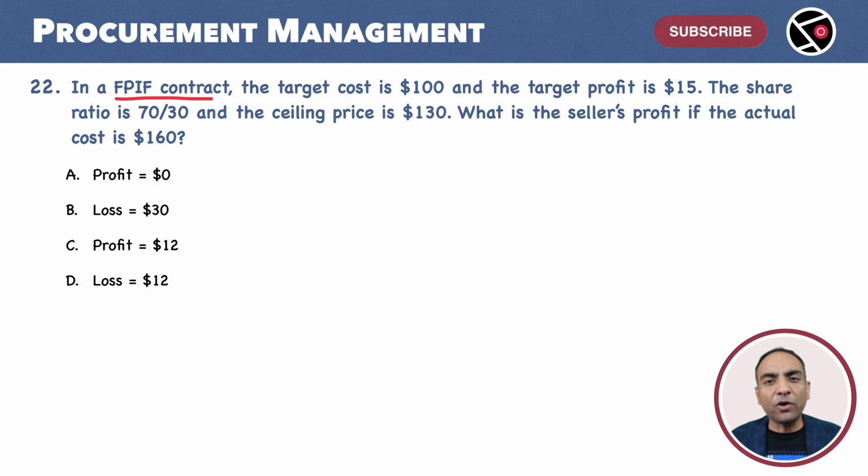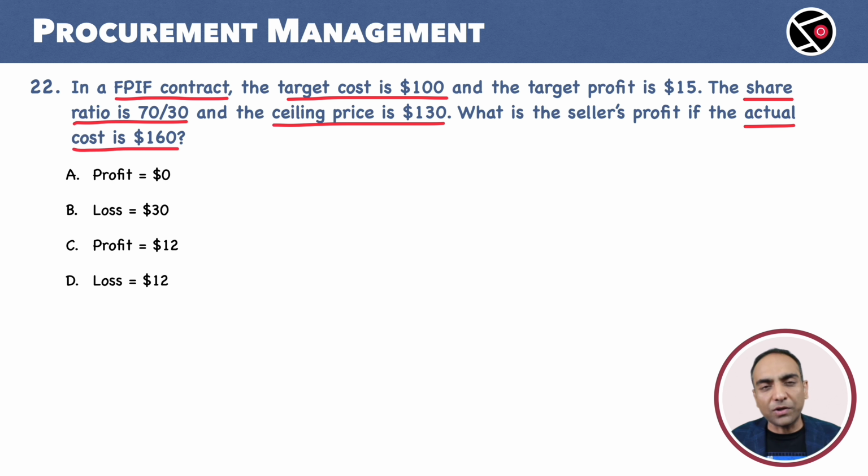In a FPIF contract, the target cost is 100 and the target profit is $15. The share ratio is 70 to 30 and the ceiling price is $130. What is the seller's profit if the actual cost is $160? So we have a FPIF contract. We need to find the seller's profit.